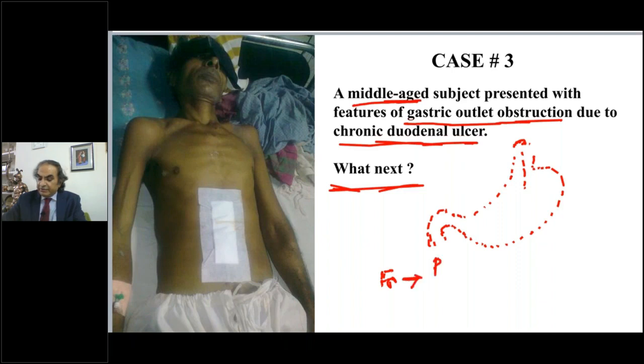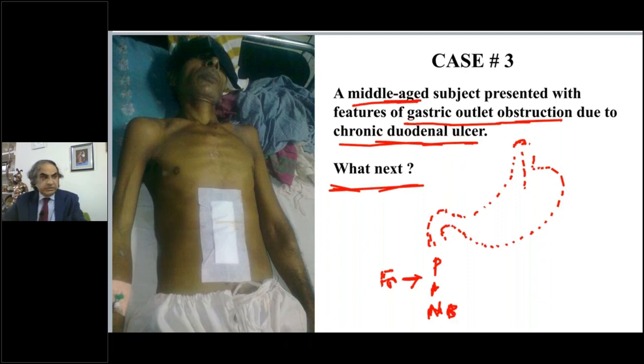You have to say that it comes within 3 hours of taking food. Yeah, immediately after taking food. It'll have the content that you have, mostly non-bilious, but if the obstruction is at the duodenum, which can still produce gastric outlet obstruction kind of features, it may be bilious, but mostly non-bilious.